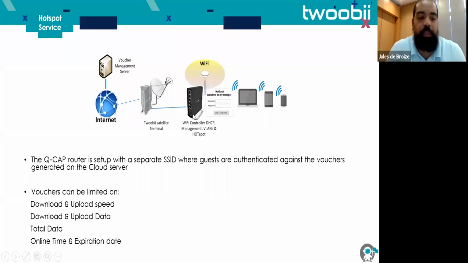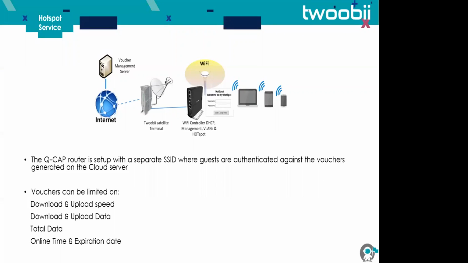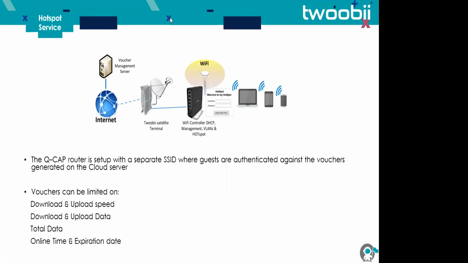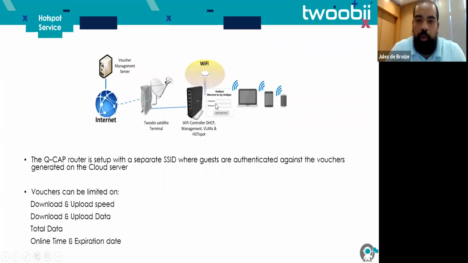Okay, we set up a separate SSID for your hotspot where guests, clients, and employees can connect, and they are authenticated against the vouchers that you create in the cloud. These vouchers are purely, as you see in the snapshot on top, just a username and password. It generates a 5-character username and password.